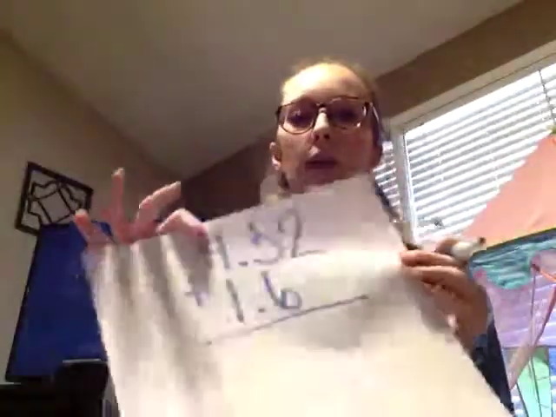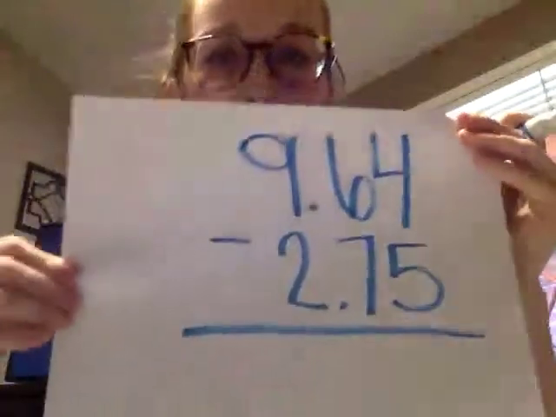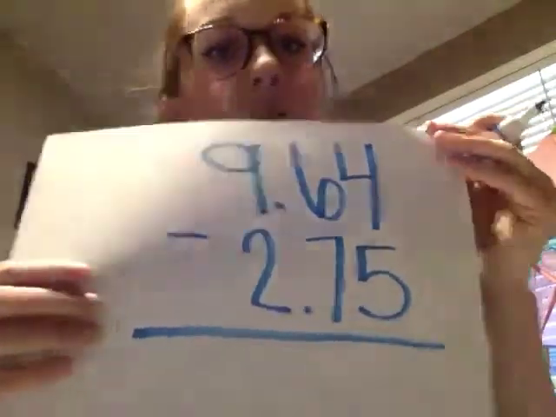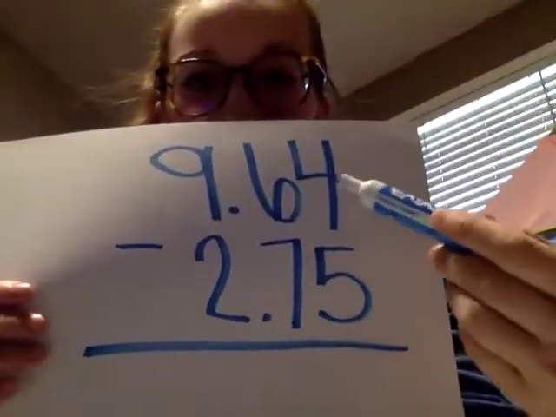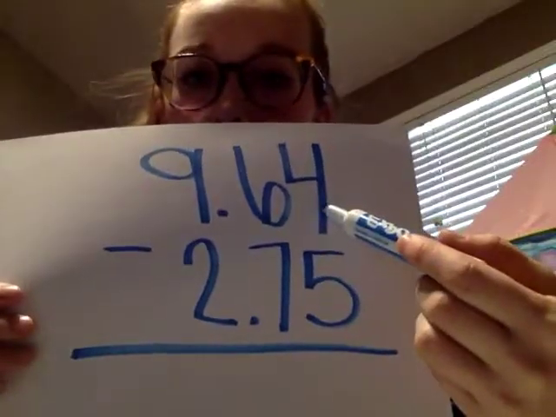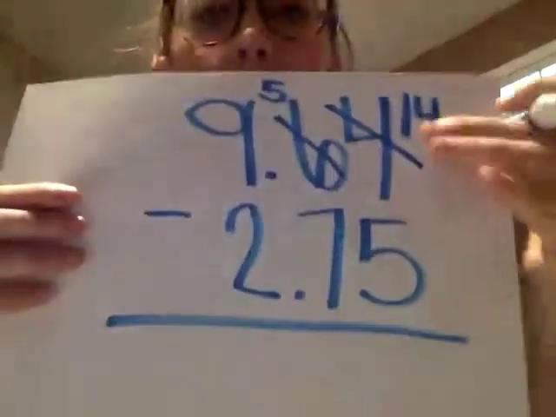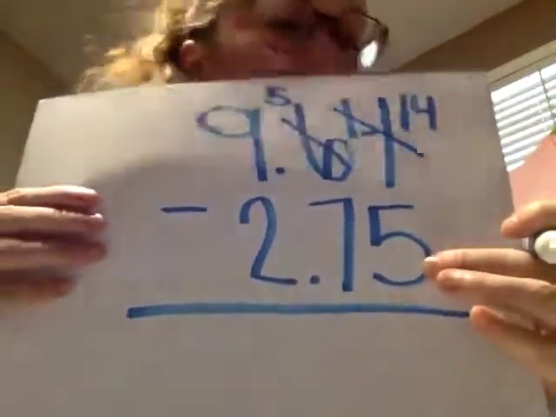Again, what if I had to borrow with 3 digits? You would work it out the same way. Can't take 5 away from 4, so I have to borrow from my 6, making this 4 a 14 and this 6 a 5. Now I can do 14 minus 5, which is 9.